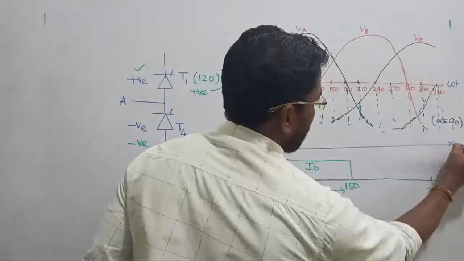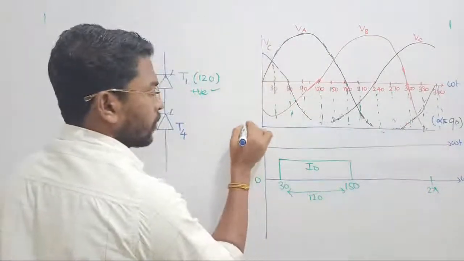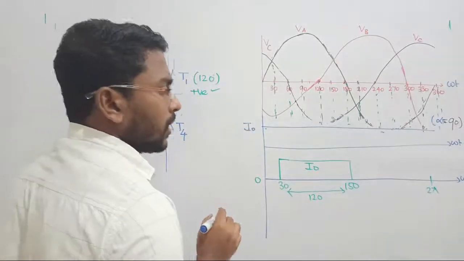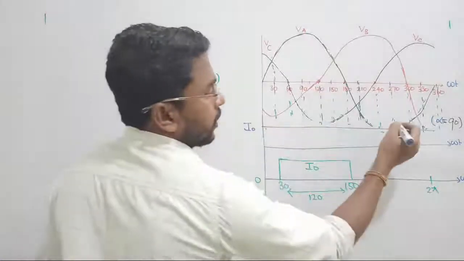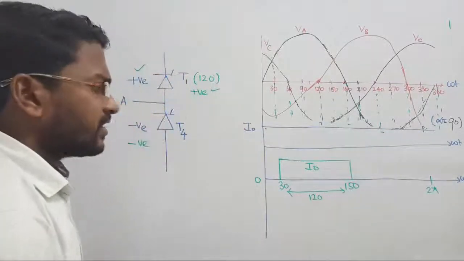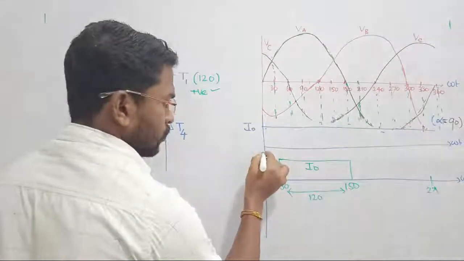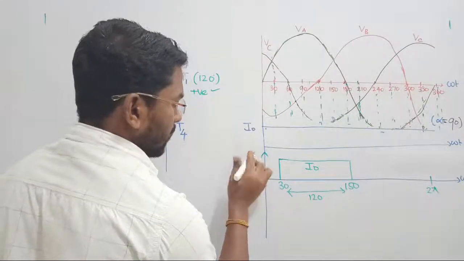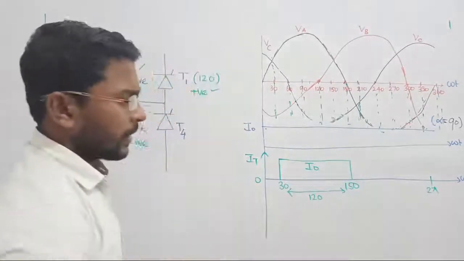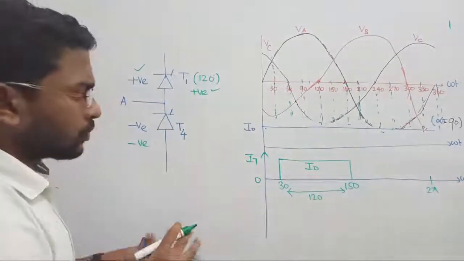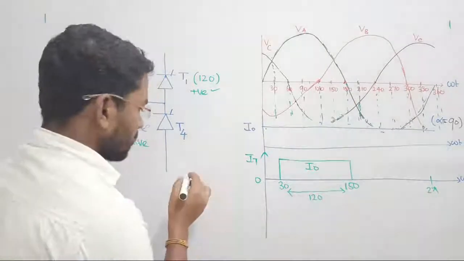With respect to omega t, if I draw the waveform of the output current, you will have a constant current. The output current is continuous, but between 30 and 150 degrees, thyristor T1 will carry this output current. Clear? In the same way, I would like to draw the waveform of the source current also. Let us draw the thyristor current first. Shall I finish the thyristor first, and after that I have to talk about the source current? Let us finish the thyristor now.